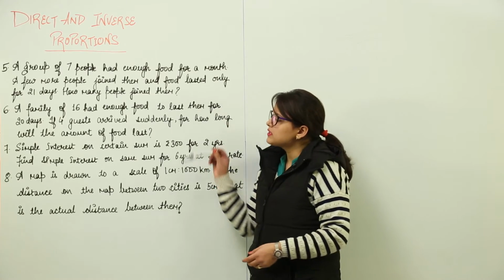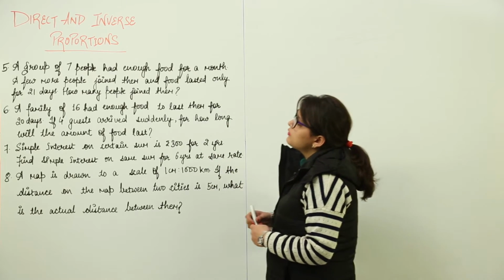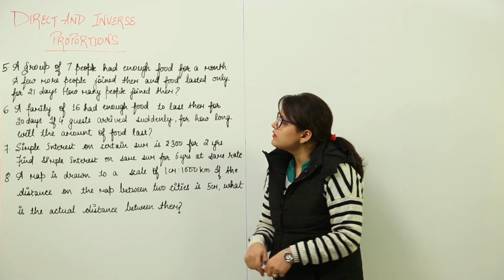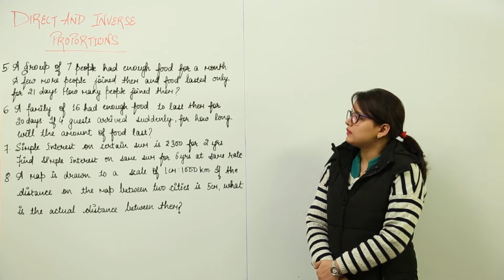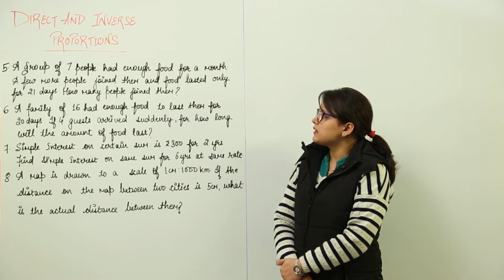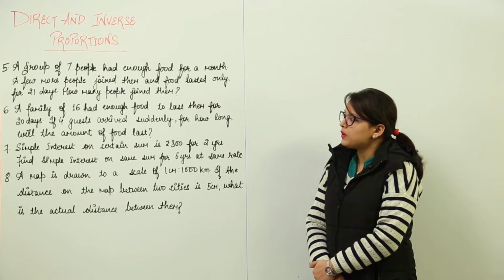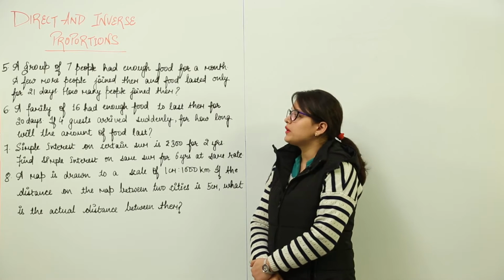So let us start with the next questions we have. Okay, the fifth question says a group of 7 people had enough food for a month. A few more people joined them and food lasted only for 21 days. How many people joined them?